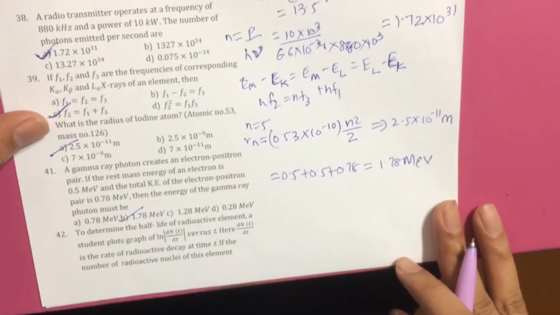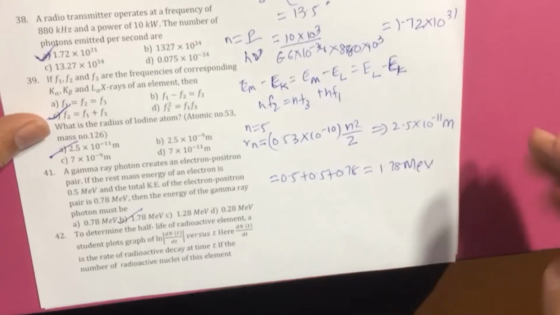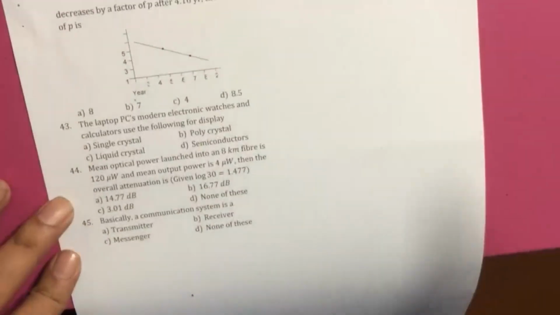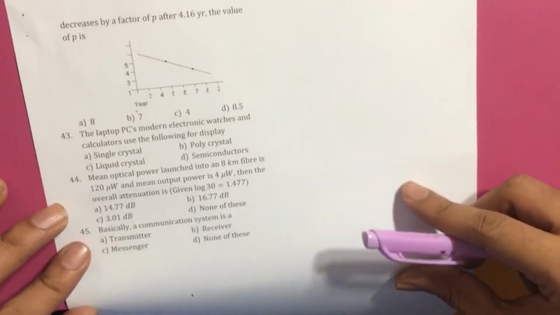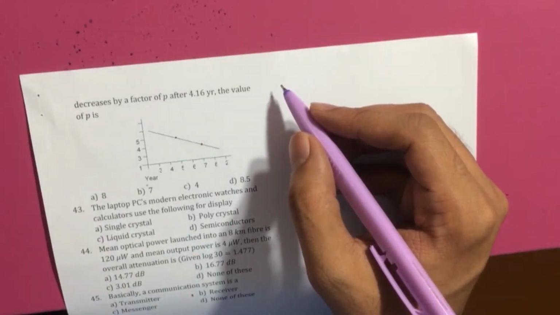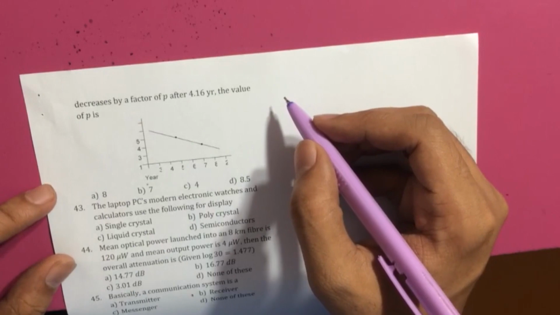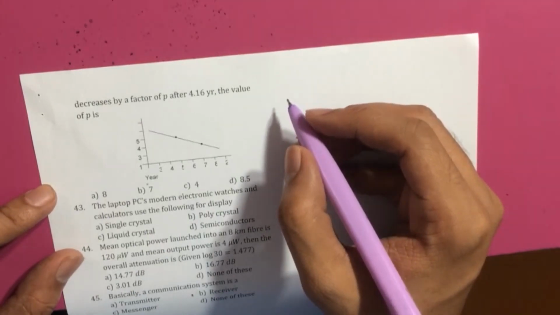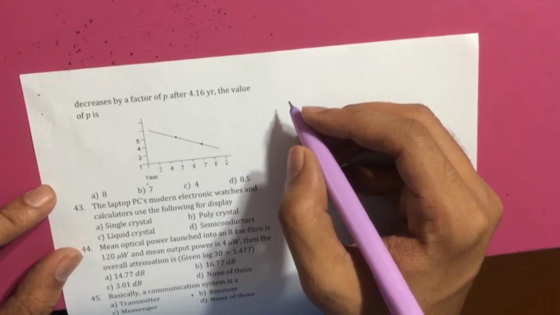Question 42. To determine the half-life of a radioactive element, a student plots graph of ln mod dN by dt versus T. Here dN by dt is the rate of radioactive decay at time T. If the number of radioactive nuclei of this element decreases by a factor of P after 4.16 years, the value of P is. Now here dN by dt equals activity of the radioactive substance.